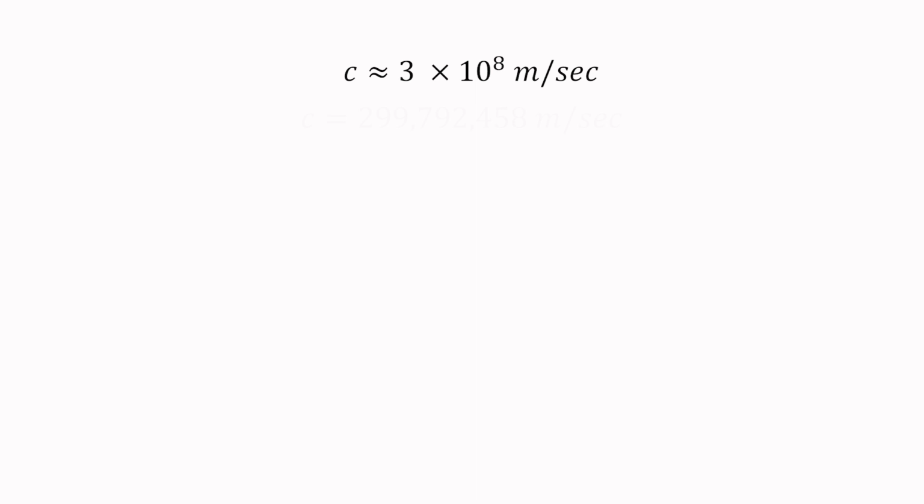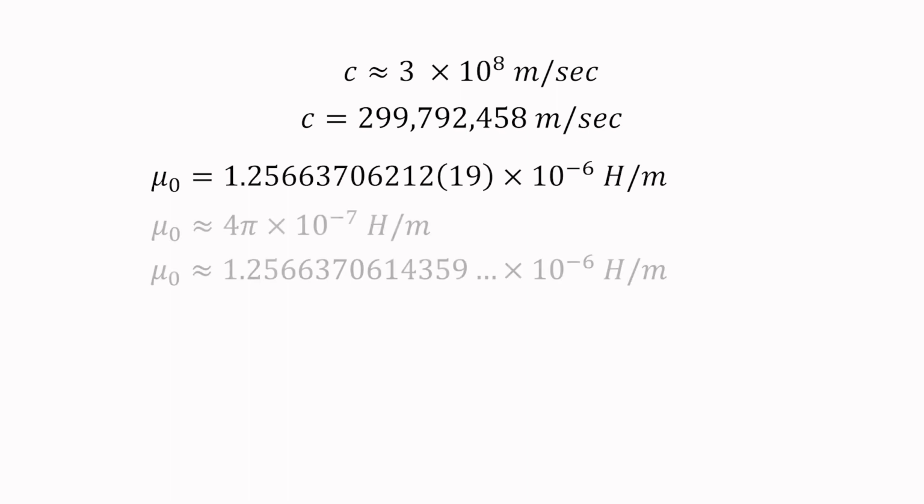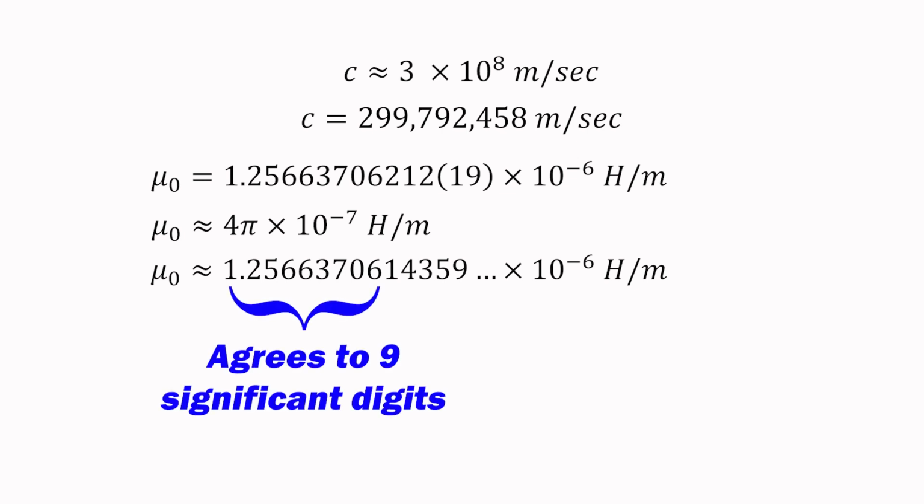Strictly speaking, the exact value of the speed of light in free space or vacuum, designated by c, is 299,792,458 meters per second. Mu naught has been measured experimentally to the value shown here. Our approximation of 4 pi times 10 to the minus 7 henries per meter agrees with this experimental value out to 9 significant digits, or to less than 1 part in a billion.